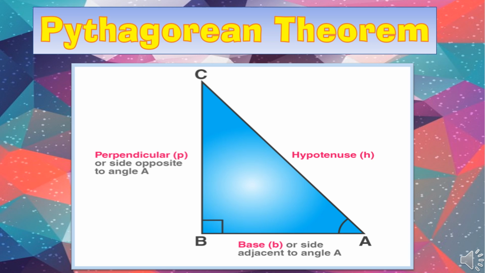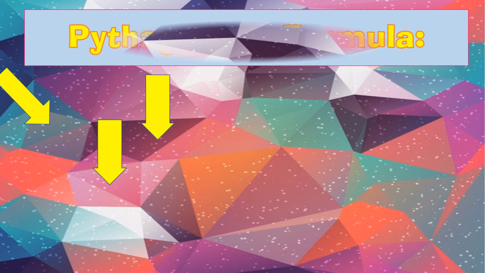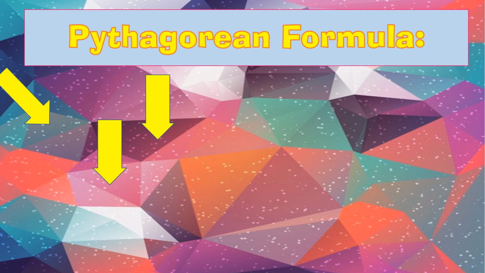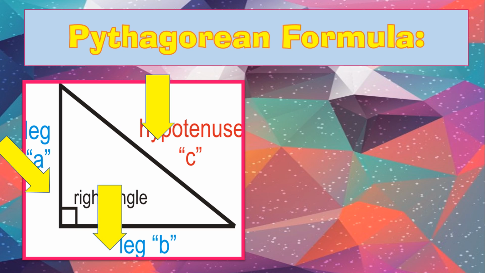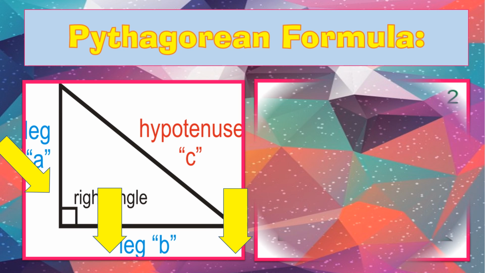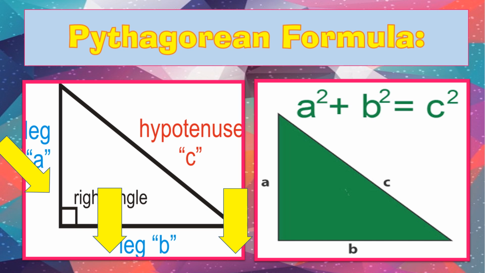So let's learn about the Pythagorean formula. Let's take a look at this diagram. Leg A stands for the height or the adjacent, and leg B stands for the base, and then we have here the C, the longest line or longest length. It is the hypotenuse, stands for C.